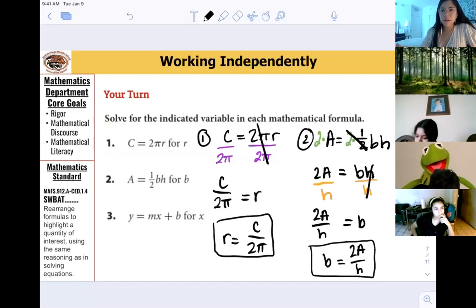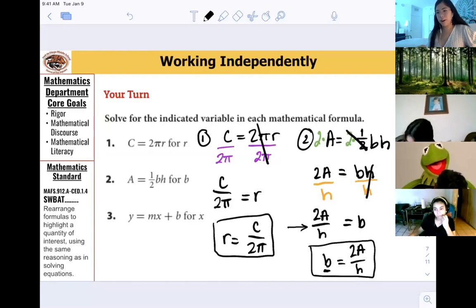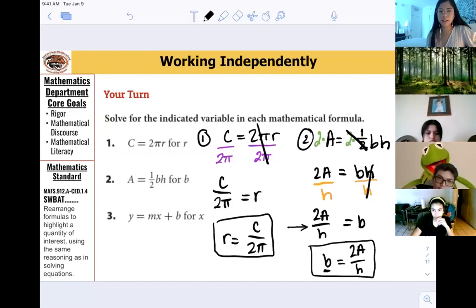Cool. Why do we flip it around? I just flip it around because when you read it, it looks better when you have the isolated variable by itself first. Before I flipped it around, this would be 2a over h equals b, but I want it to say b equals 2a over h. Since I read from left to right, it's just how I like to write it. They're both correct, but when you flip it around, it's just a little more clear.